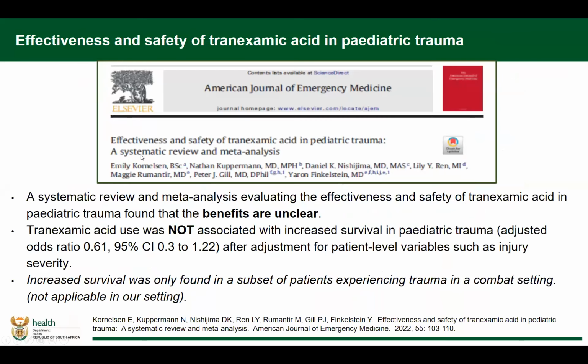What was evaluated was what evidence we found: a systematic review and meta-analysis that looked at the effectiveness and safety of tranexamic acid in pediatric trauma, and it found that the benefits were unclear. Tranexamic acid was not associated with any increased survival in pediatric trauma after it was adjusted for patient-level variables such as injury and severity. The only area where increased survival was found was a subset of patients who experienced trauma in a combat setting. However, this was not applicable to us.